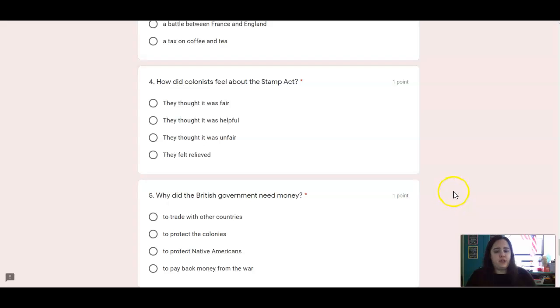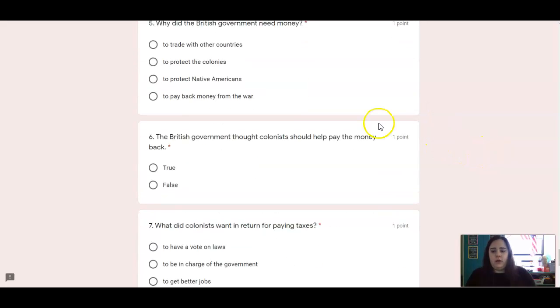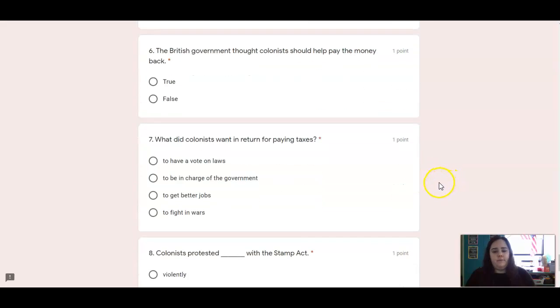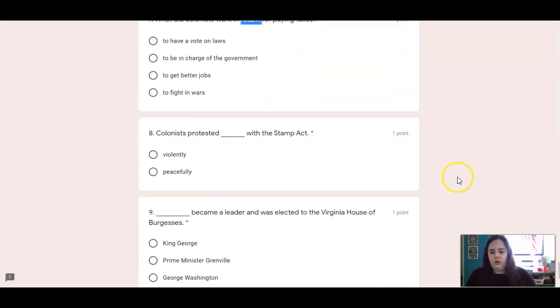What was their reaction? Number 5, why did the British government need money? Number 6 is true or false. The British government thought colonists should help pay the money back. Number 7, what did the colonists want in return for paying taxes? So they pay taxes. What do they want in return?